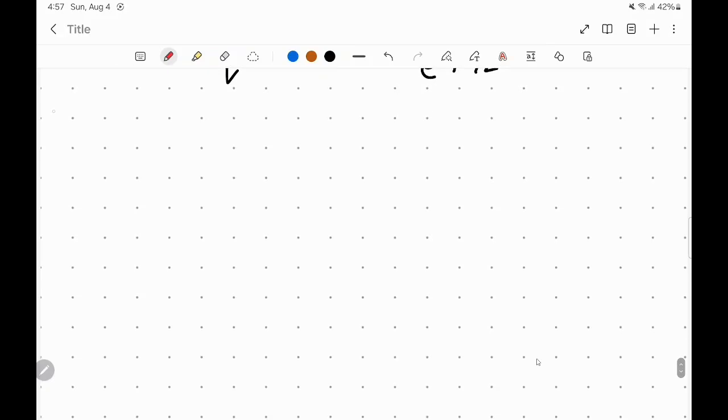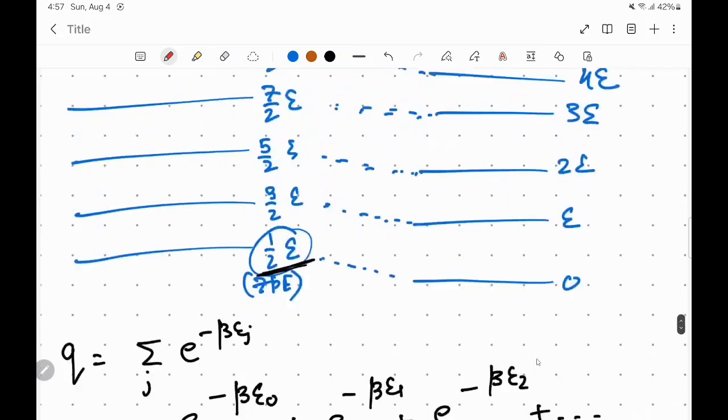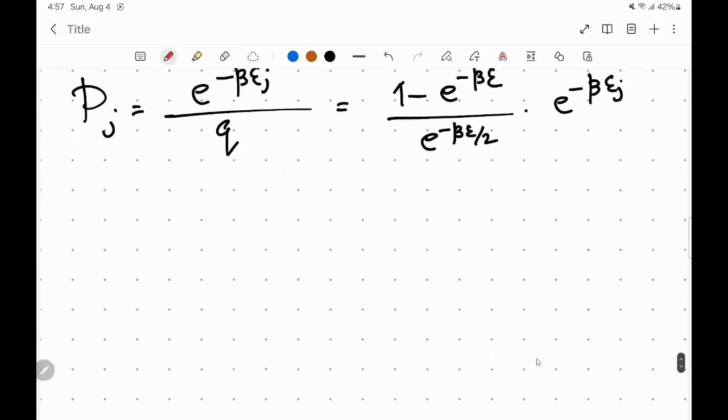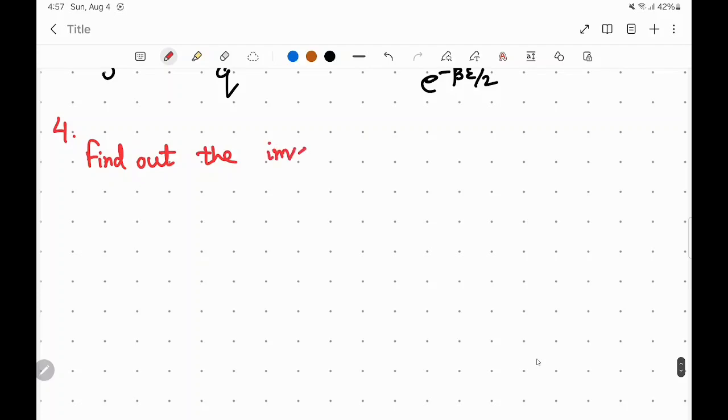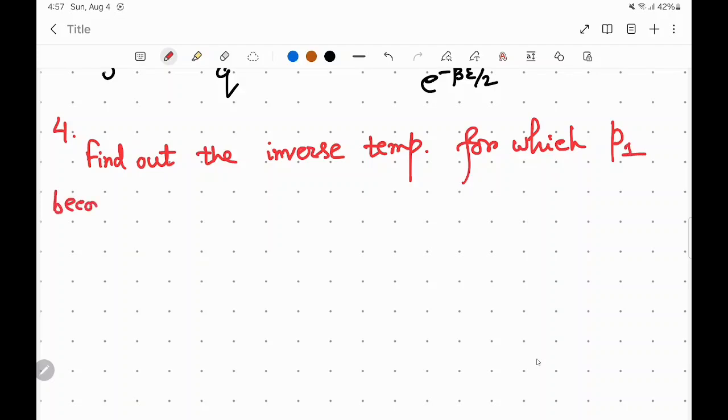Okay. So that was question number 3. Now question 4: find out the inverse temperature for which P1 becomes 10% of P0 for a simple harmonic oscillator.